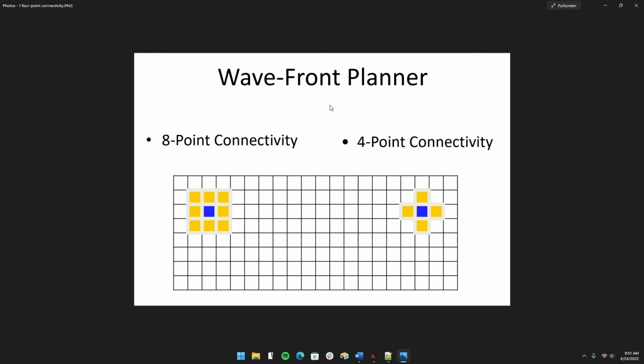So there's two types of wavefront algorithms that I learned about: 8-point connectivity on the left and 4-point connectivity on the right. You can see here that the 8-point connectivity has 8 yellow neighbors, one at every single square that's touching the blue cell, whereas 4-point only has the neighbors at its north, south, east, and west. These adjacent neighbor cells are where the robot can travel to on its next step, so if you plan on driving your robot diagonally through the maze, you'd use 8-point connectivity in your algorithm.